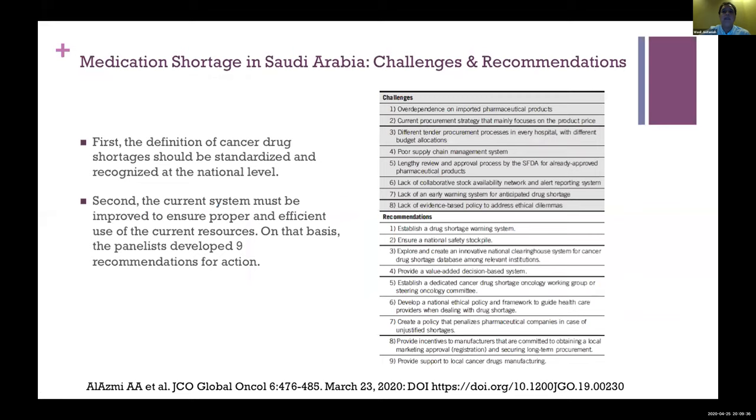So at the end, after the survey was completed, we convened an expert panel. And this expert panel consisted of healthcare practitioners from different disciplines, physicians, pharmacists, and nurses, in addition to hospital administrators, and representatives from authorities and regulatory bodies, including the Saudi FDA and the National Procurement Agency, in addition to presidents or vice presidents of different societies and pharmaceutical companies, including wholesalers, national and international manufacturers, and medicine supply chain. And we came up with eight challenges and 9 recommendations, which are even more important to implement today during a pandemic than ever.